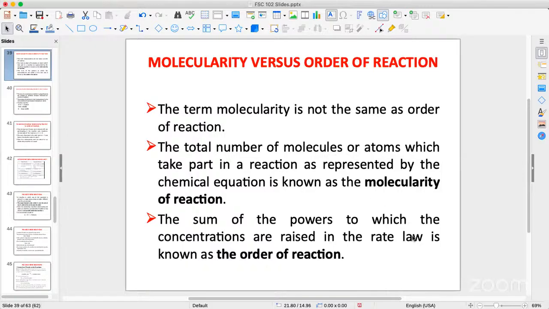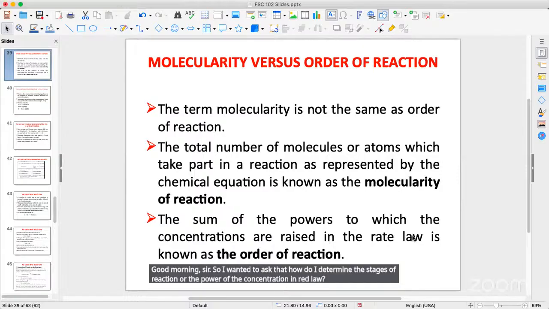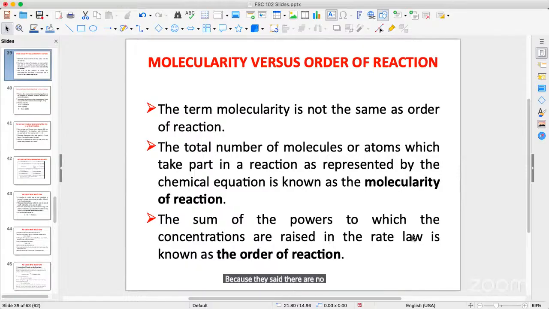Good morning, sir. I wanted to ask how I determine the order of reaction, or the power of the concentration in the rate law, because they said they are not equivalent to the coefficient.